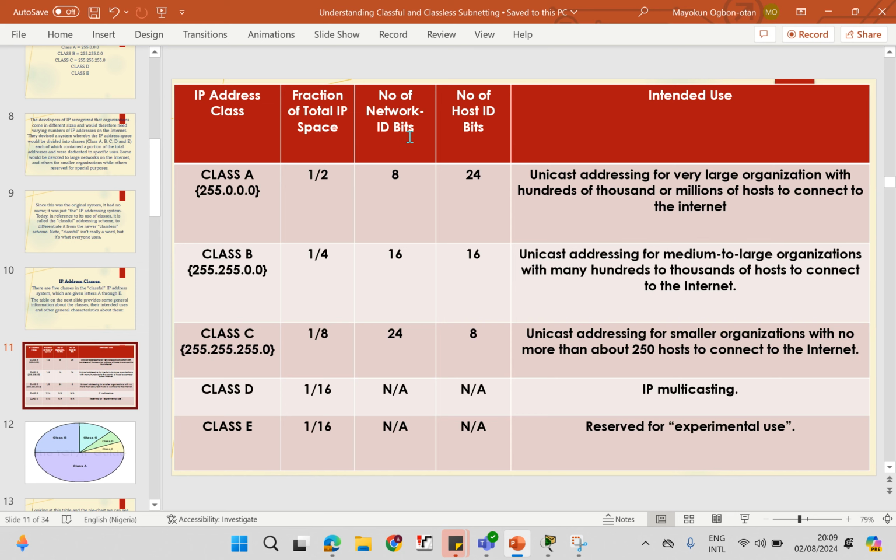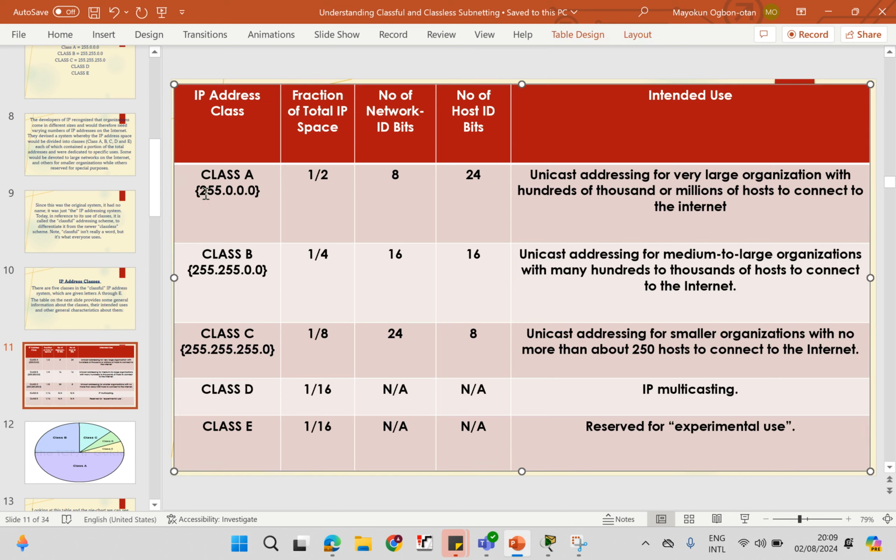Number of network bits 8. That is why we have it as 255.0.0.0. The network ID bits, that's the network portion. So when you are seeing this table, you must be able to explain what the table really means. It's not just seeing the table, it's understanding what is written in the table. And then number of host ID bits, that's the number of host portion.